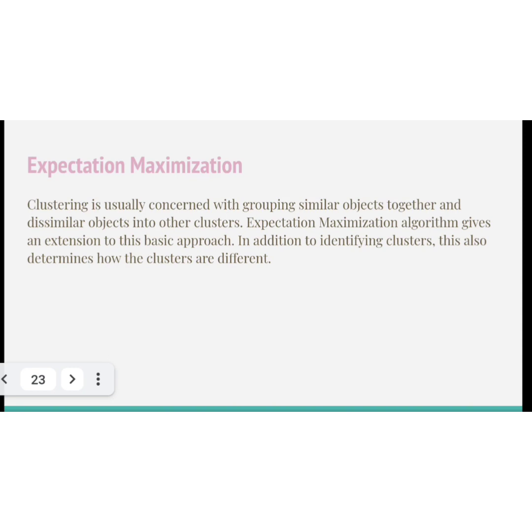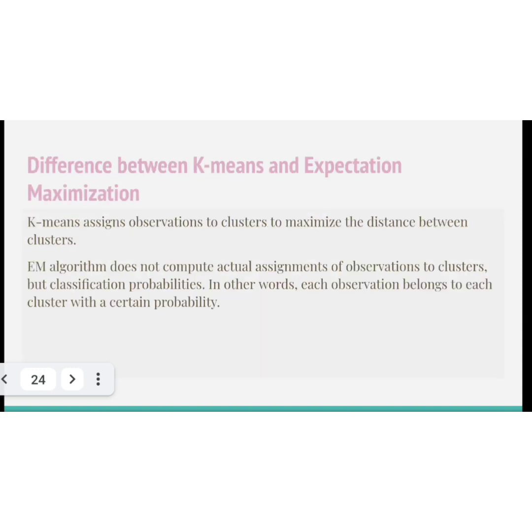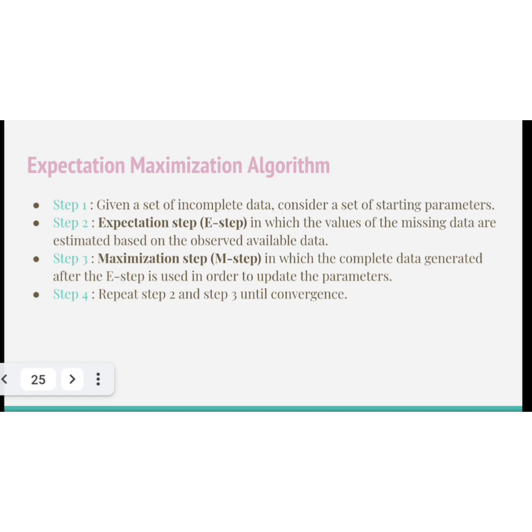Now, clustering usually deals with grouping similar objects together and separating dissimilar objects into different clusters. Now, EM gives an extension to this. In addition to identifying the clusters, EM also determines how the clusters are different. Now let's see what's the difference between k-means and expectation maximization. While k-means assigns each observation to different clusters, what EM or expectation maximization does is that it actually calculates the probabilities for one observation to belong to a cluster. So that's the difference. Now let's look into the EM algorithm.